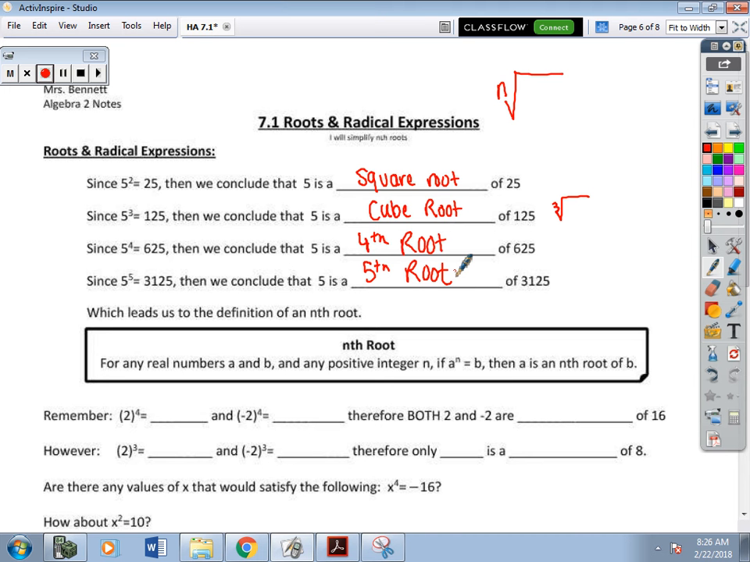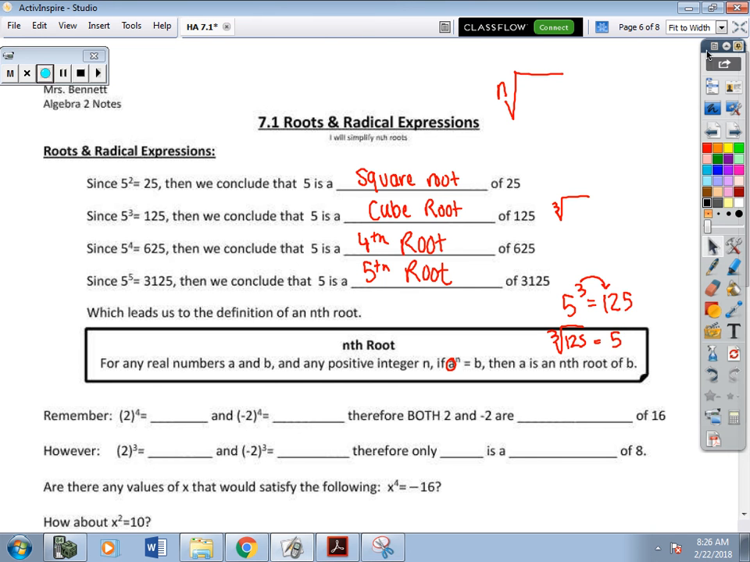Which leads us to the definition of any nth root. For any real numbers a and b, and any positive integer n, if a to the n power is b, then a, the base, before you raise it to the nth power, is the nth root of that b variable. So again, since 5 cubed equals 125, if we switch this over and make it a root, the cube root of 125 would be 5.